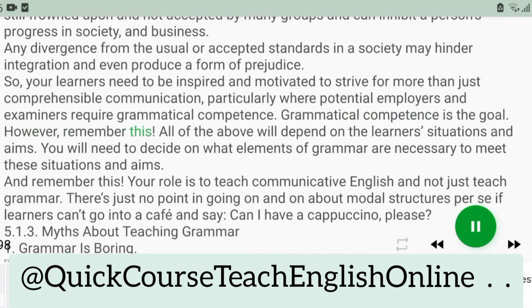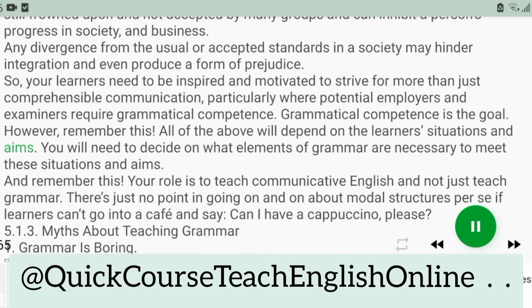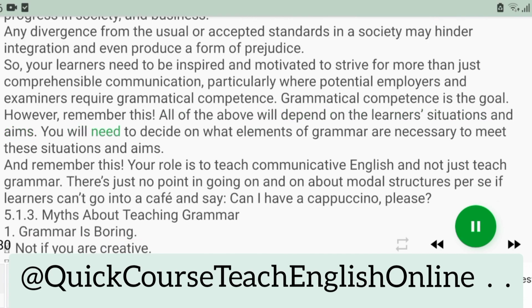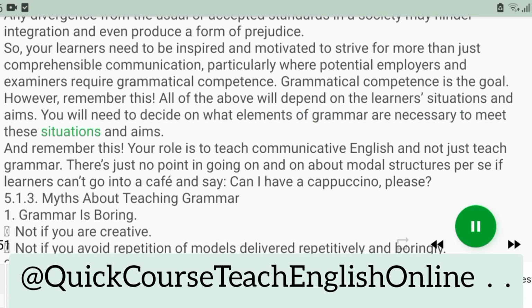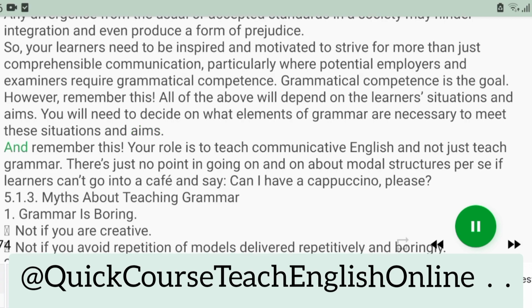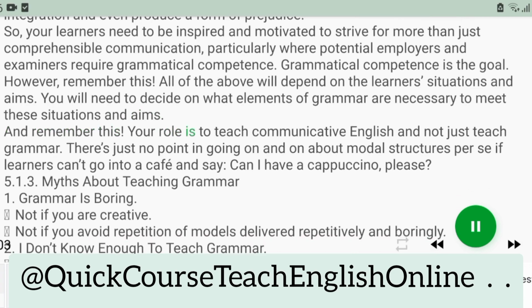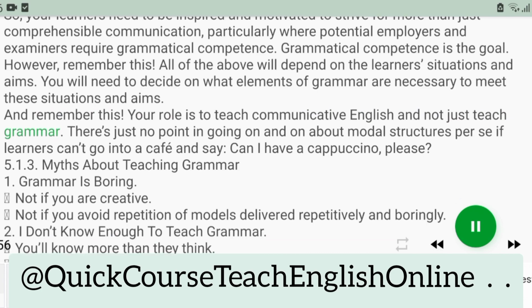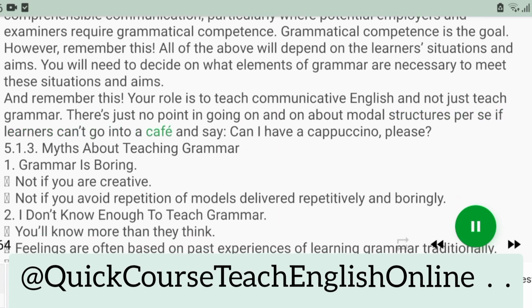However, remember this. All of the above will depend on the learner's situations and aims. You will need to decide on what elements of grammar are necessary to meet these situations and aims. And remember this. Your role is to teach communicative English and not just teach grammar. There's just no point in going on and on about modal structures per se if learners can't go into a cafe and say, "Can I have a cappuccino, please?"